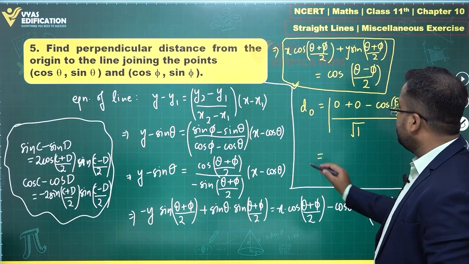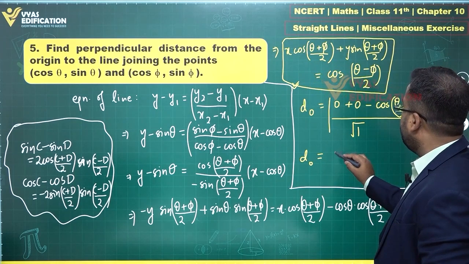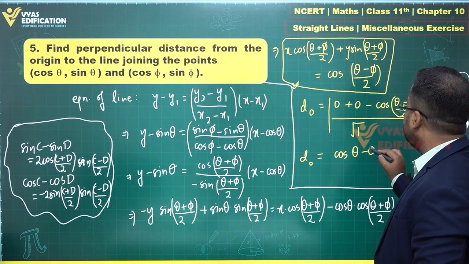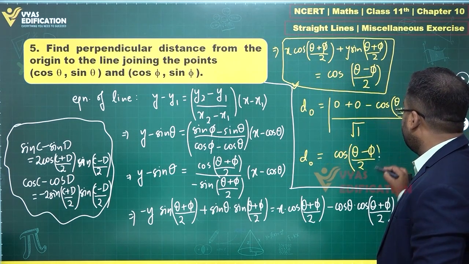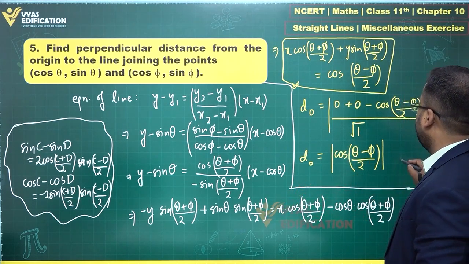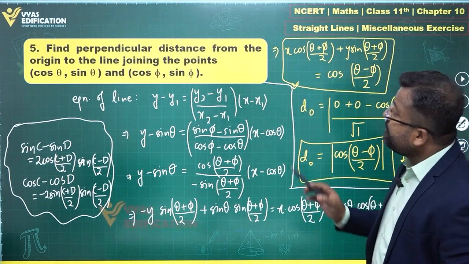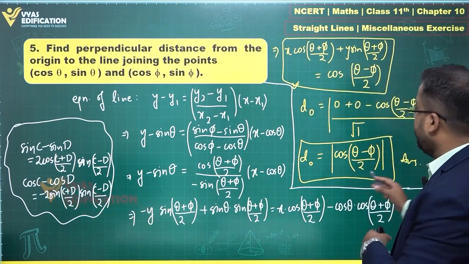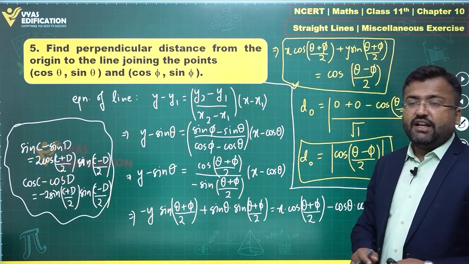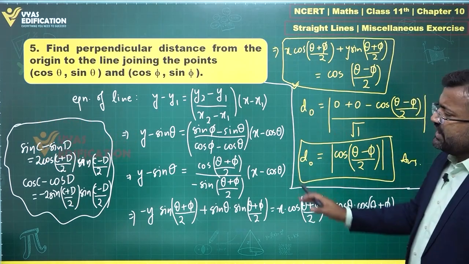So this becomes distance from the origin as actually equal to cos of (theta minus phi)/2, and you have a modulus. Don't forget that. That's my answer for this question. Okay. Find perpendicular distance. This is the perpendicular distance of finding this. Right. That's the solution of this question. That's a complete solution. Yes.